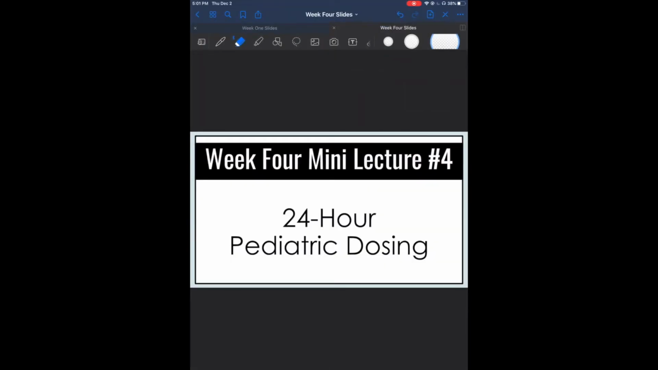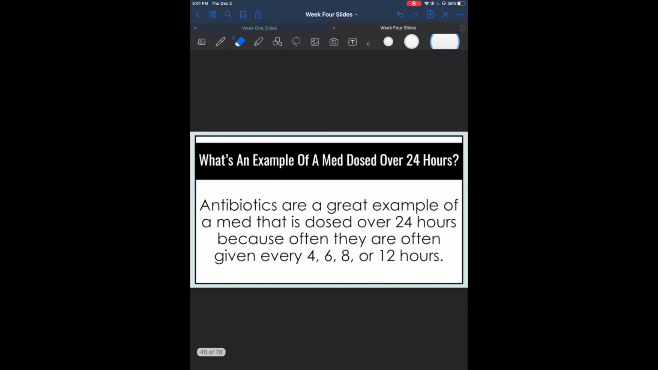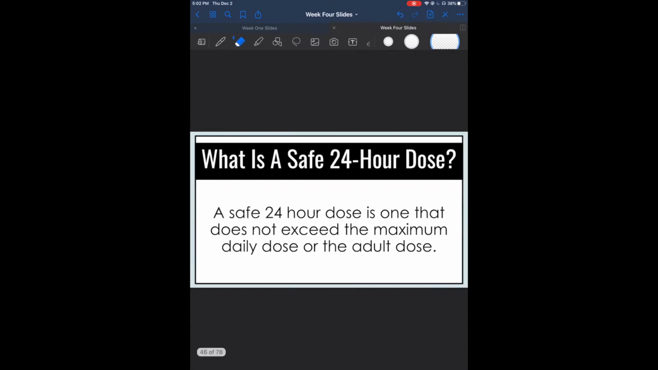Okay, so let's look at the first of the two topics we didn't cover in class this week, which was the 24-hour pediatric dosing. A good example of medications that are going to be dosed over 24 hours are your antibiotics, because oftentimes you're going to be giving them every 4, 6, 8, or 12 hours. And then a safe 24-hour dose is one that does not exceed the maximum daily dose or the adult daily dose.